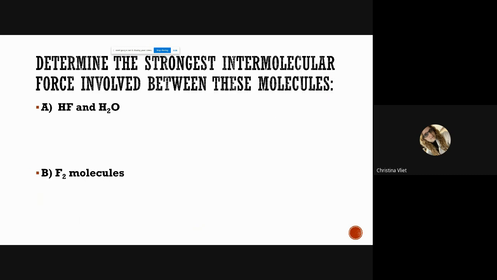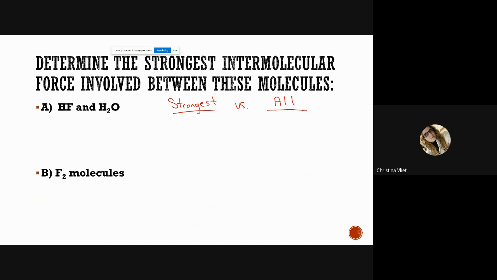So let's take a look. Question on the board. So it's finally time for a few questions for us to look at. This question asks us to determine the strongest intermolecular force. So I actually want to write down strongest versus all. Go ahead and write that.